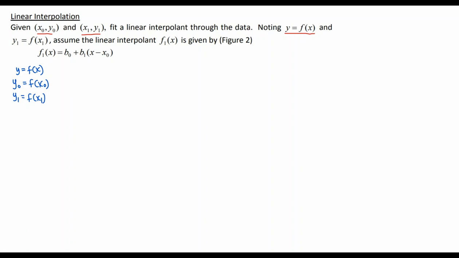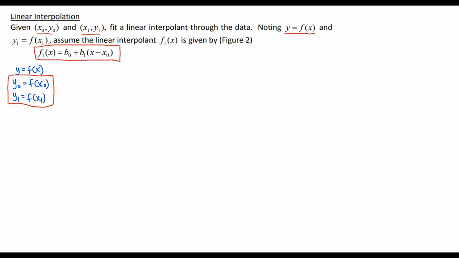So let's see what you are going to do. We are going to assume that the first order polynomial function, which is the linear polynomial function, is given as f1 of x, which will be equal to b naught plus b1 multiplying the bracket of x minus x naught. We're going to consider this to be the first order polynomial function that will fit the data points that have been given.